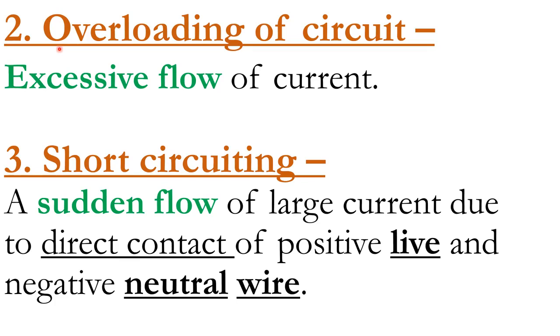The next important term is overloading of circuit. Here, overloading means excessive flow of current. When there is more current beyond the desired limit, then we can say we have excessive flow of current in the circuit. The third term is short circuiting. It means a sudden flow of large current due to direct contact of the positive, live, and negative, neutral wire.